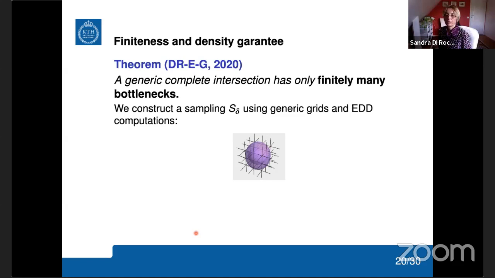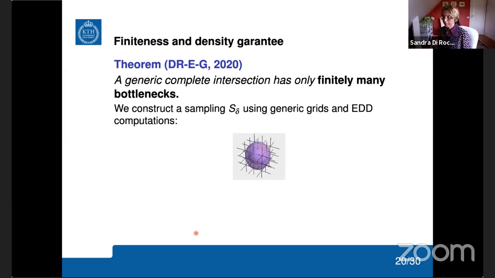This turns out not to be sufficient. So the additional idea is, for every grid, to look at some complementary space and use what we call the Euclidean distance degree, which basically means picking the nearest point from the variety to this complementary space. So this is a construction based on two stages, and we call it S delta, where delta is basically the size, the length of the grid. So given a length, we can construct a sampling.